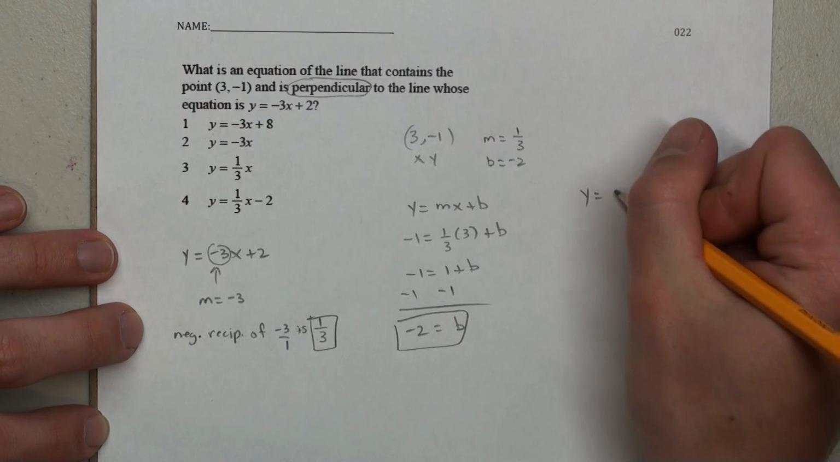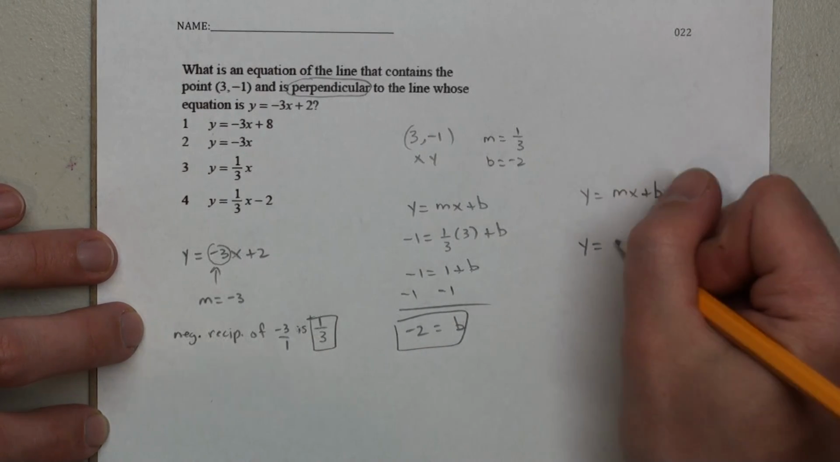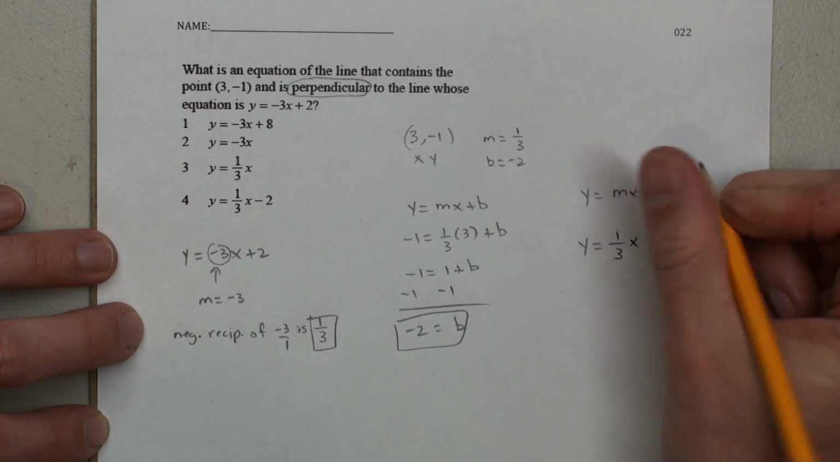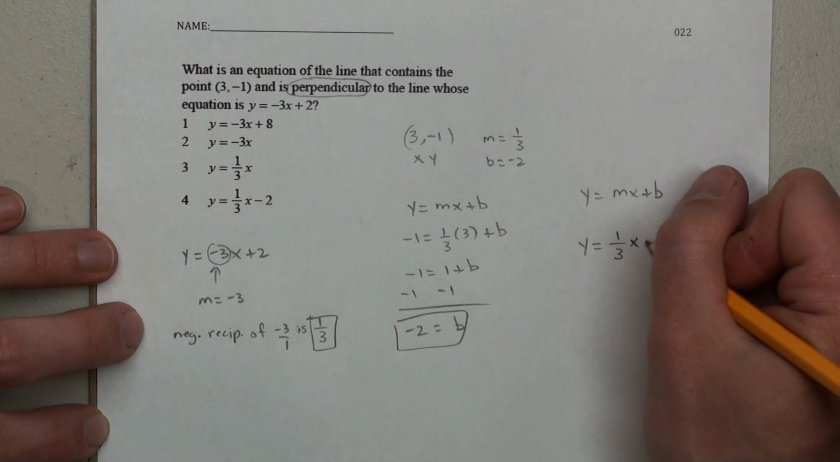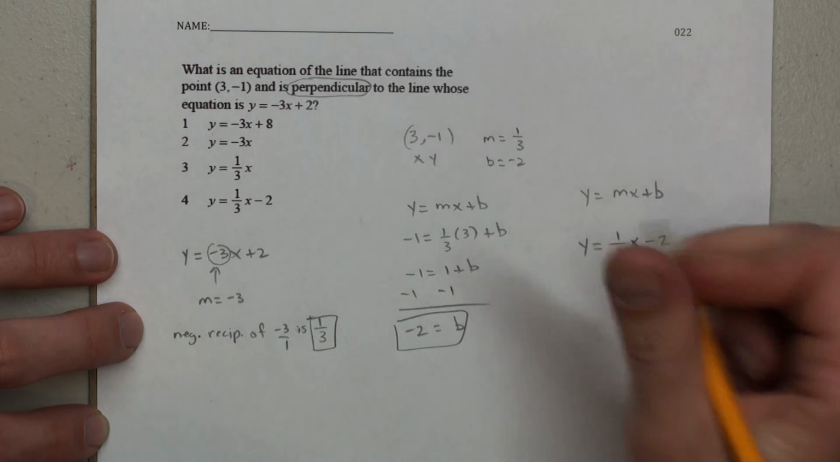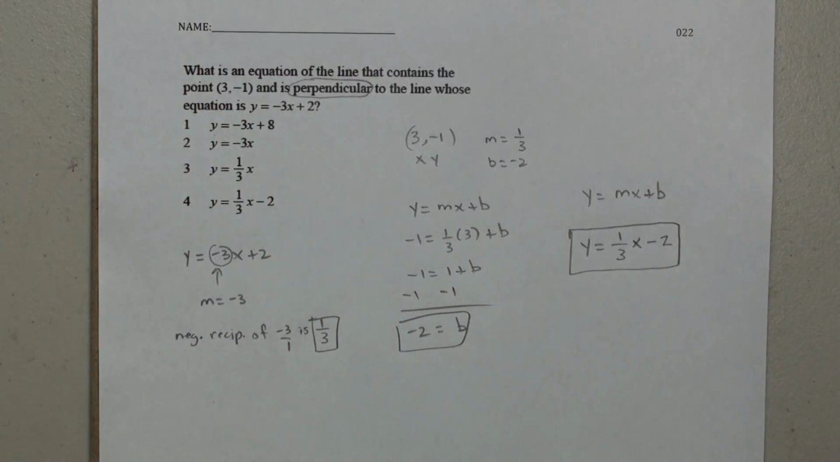So now I can write down the equation of my line. y equals, my m is 1/3, then I have x, and my b is -2. So I'm not going to put plus a -2, I'm just going to put -2. Okay?